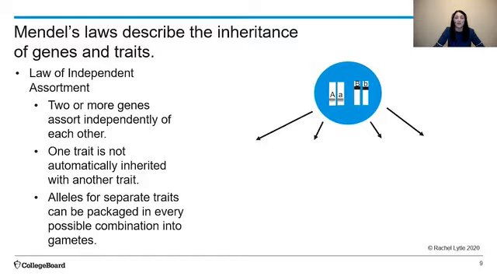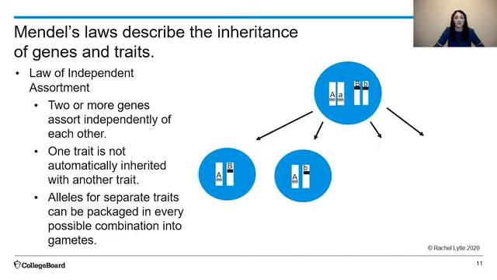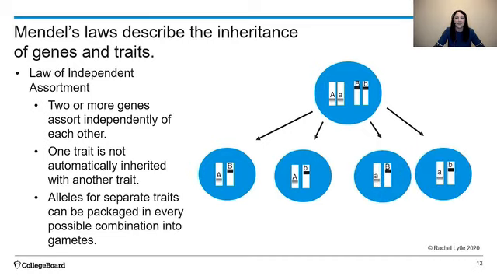And we're going to want to give one allele for each trait, so one A and one B to each gamete. So with this parent that's heterozygous for both traits, there are a lot of possibilities. They could give a dominant allele for A and B to the gamete. They could give a dominant A and a recessive B. They could give a recessive A and a dominant B, or they could give both recessive alleles.